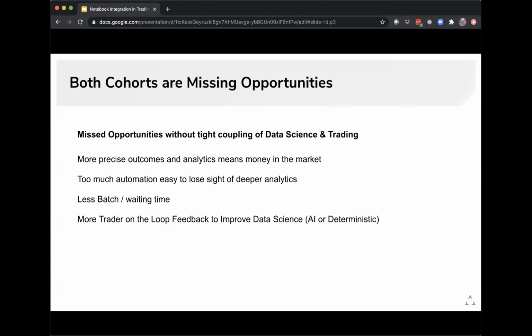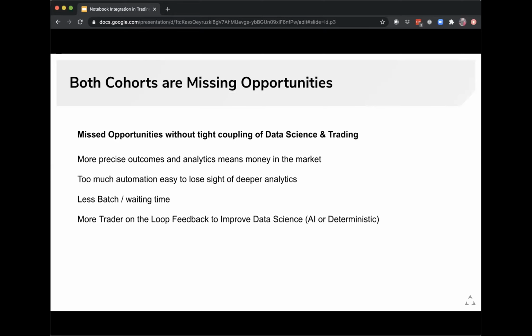But as I mentioned, really both sets of cohorts, where things are simpler or more complex. This talk is obviously focused mostly on trading, but we use notebooks, as Brian was mentioning, across a variety of things, from fraud to trading to all kinds of things. Some of the benefits you get are, as I mentioned, more precise outcomes.